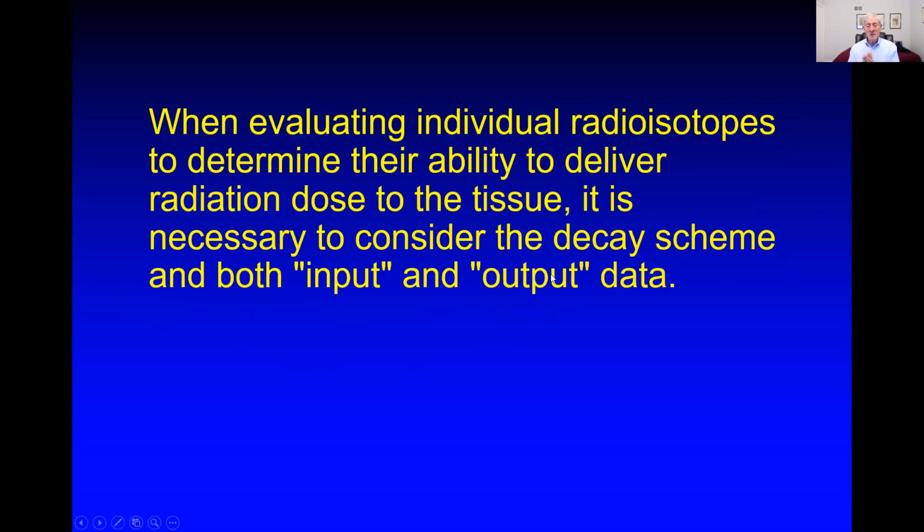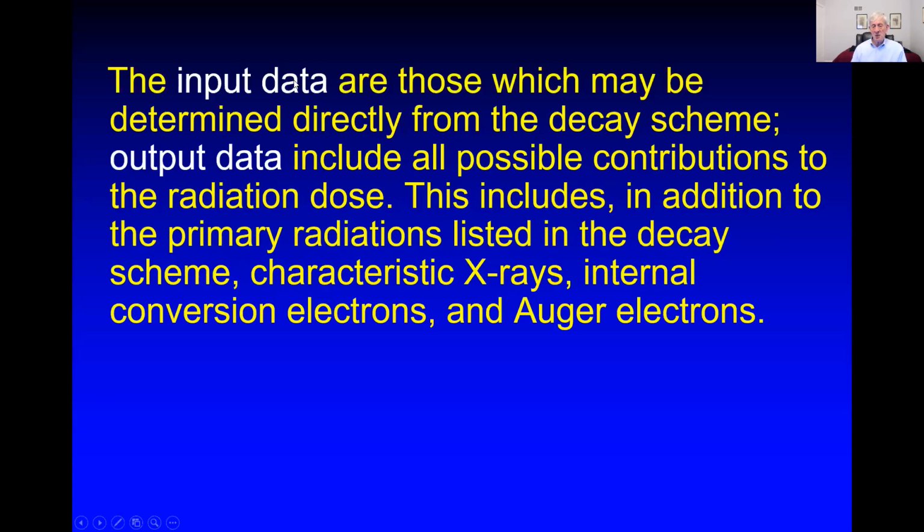Now, we're going to take a look at the more technical aspects of internal dosimetry. One of the things you'll bump into if you probe in this area is that there are data that are called input data and output data. The input data means what can you learn by looking at the decay scheme and the chart that goes with it. The output data includes all the possible contributions to the internal radiation dose.